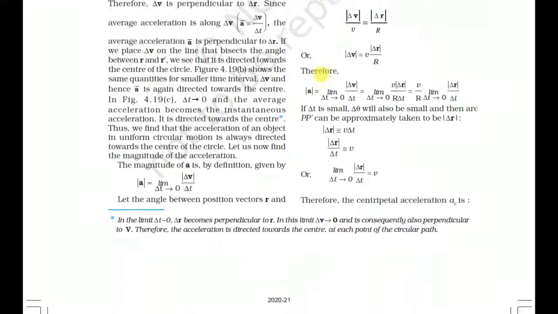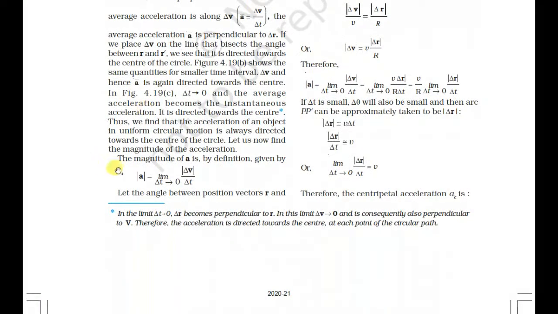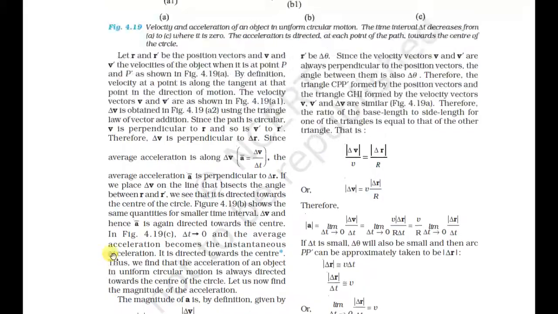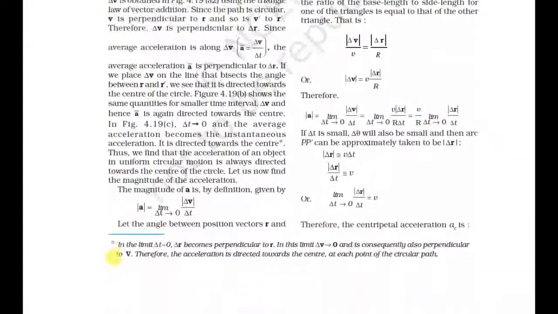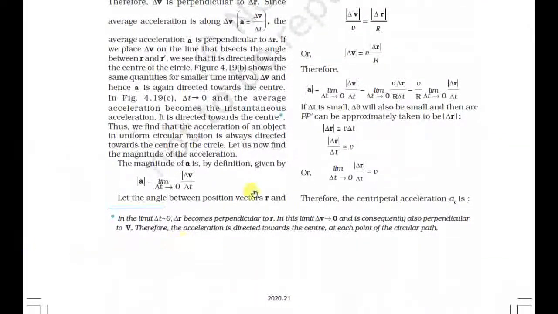By definition, the magnitude of the acceleration a is equal to the limit as delta t tends to 0 of delta v by delta t. Let the angle between the position vectors r and r dash be delta theta. Now as delta t tends to 0, delta r becomes perpendicular to r. In this limit, delta v also becomes perpendicular to v.